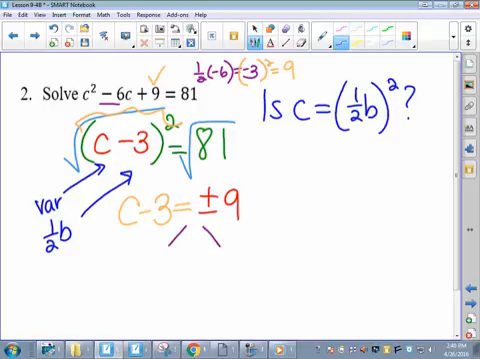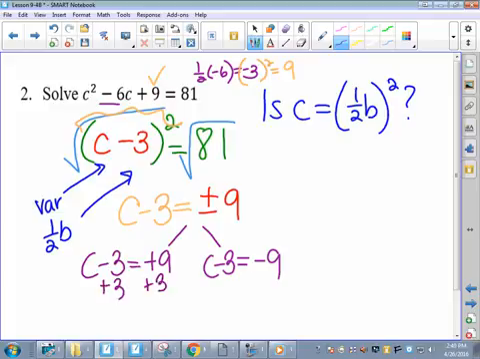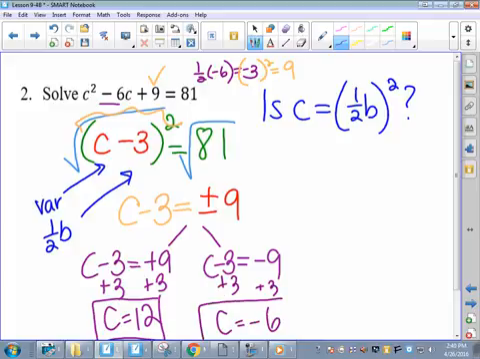So I'm going to have two equations. A c minus 3 equals positive 9. A c minus 3 equals negative 9. And I'm going to solve these the old-fashioned way. So I get a 12. Add 3 to everything. And I get a negative 6.